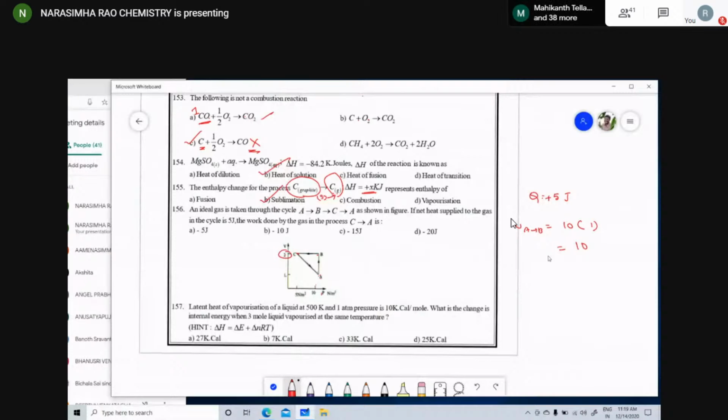N2 plus 3H2 gives rise to NH3. Delta H is minus 46 for this reaction. So the heat of formation of ammonia means per 1 mole: 2 moles gives 46, so 1 mole gives 23. So our answer is 23. Clear now? Because heat of formation considers 1 mole, but the heat of formation for 2 moles is 46 kilocalories.